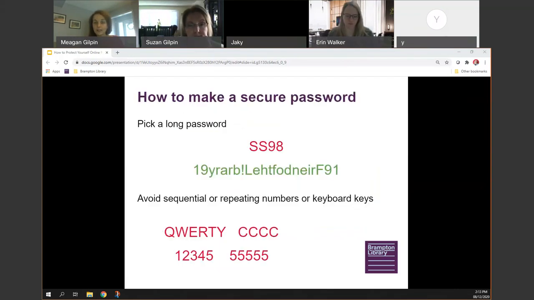Okay, so how to make a secure password? This part isn't quite as obvious as it may seem. First of all, the length of your password exponentially increases the work that it takes a hacker to crack it. So just remember, simply, the longer the better. Aim for 10 to 12 characters or more, and avoid repeating sequential numbers or keyboard keys like we have listed here, 12345 or 555555, because these are easy to enter and therefore they're commonly used, making them very vulnerable.